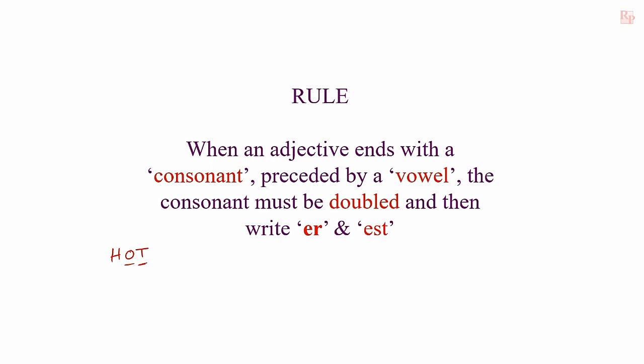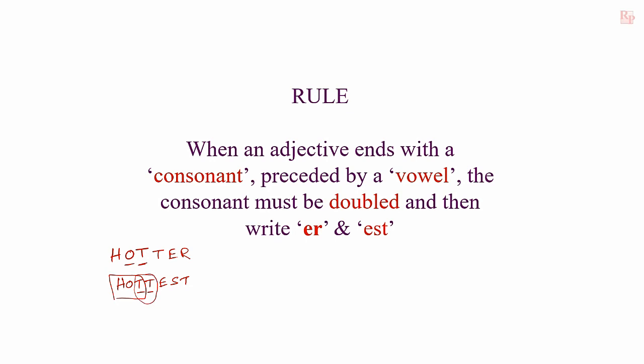If you want to write it in the comparative form of the adjective, you have to add one more consonant at the end of it. Already H-O-T is there, and you write T again. After that, you have to add ER. Like that, it becomes hotter. Hotter is the comparative form of the adjective hot. Like that, you can form the superlative form of the adjective also. H-O-T, hot, is the root form of the adjective, and you double the consonant at the end and write EST.